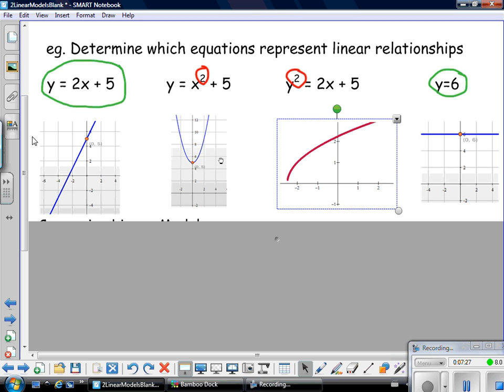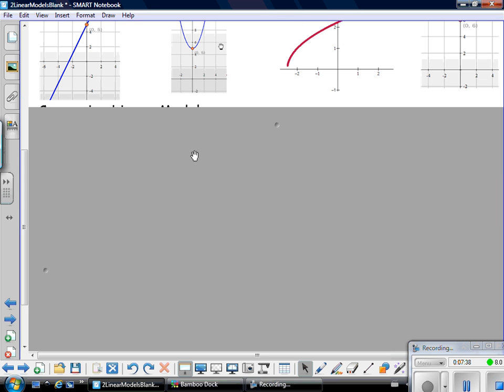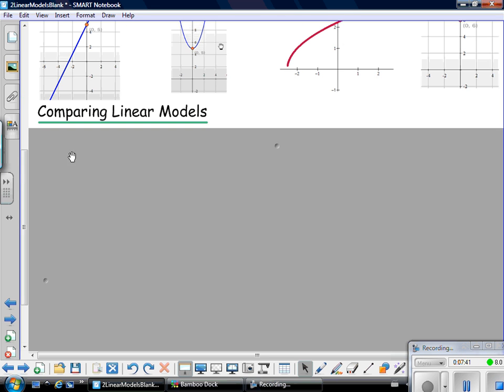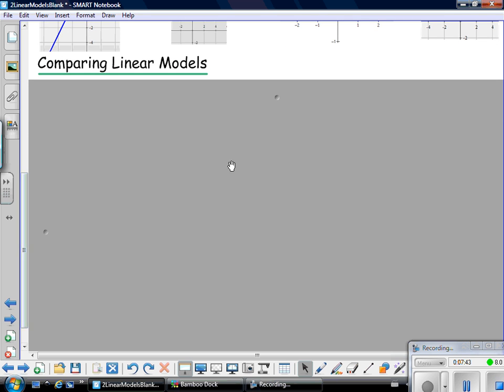Okay, so this one you can see is a straight line. This is a parabola. This one here with the y squared is like half of a sideways parabola, and the last one you can see is a horizontal line. Okay, comparing linear models. So this is just summing up everything we know about linears.